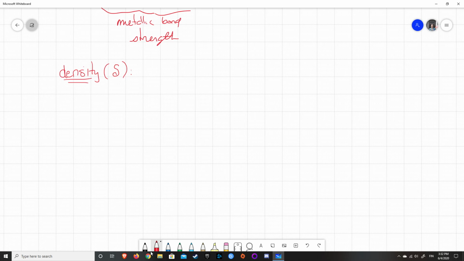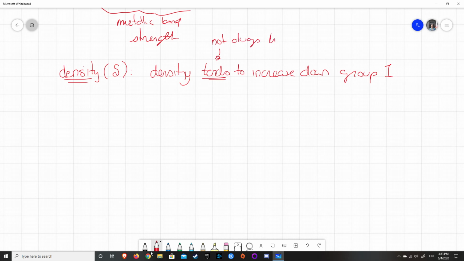why it is afterwards. The trend is that density tends to increase down group 1. Density tends to. This means that it's not always true. So it's not always true that density increases down a group, but for group 1, it's somewhat true.